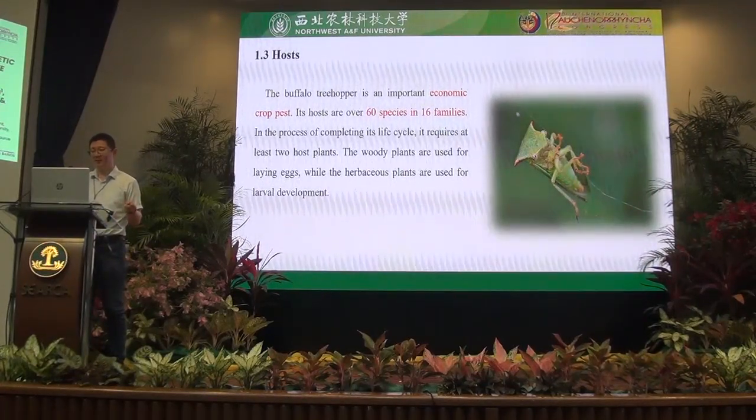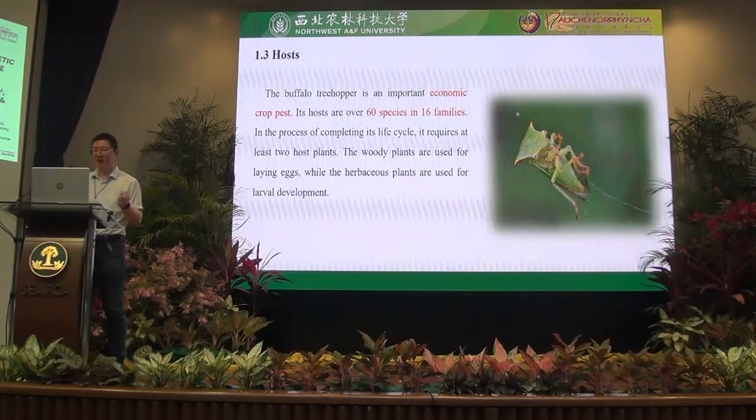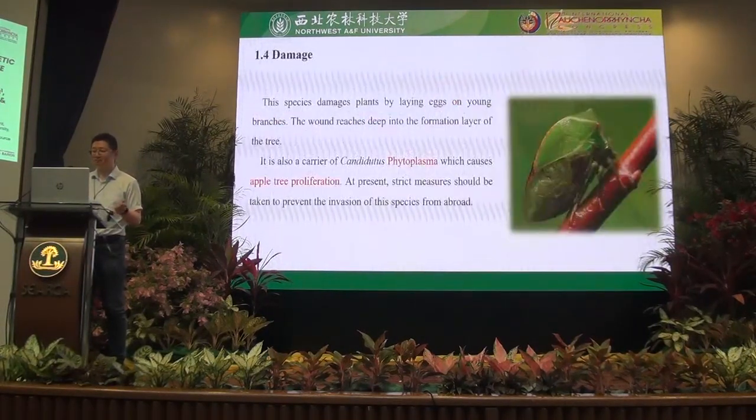This treehopper is an important economic crop pest. It hosts over 60 species in 16 families. In the process of completing its life cycle, it requires at least two host plants. The woody plants are used for laying eggs, while the herbaceous plants are used for larva development.